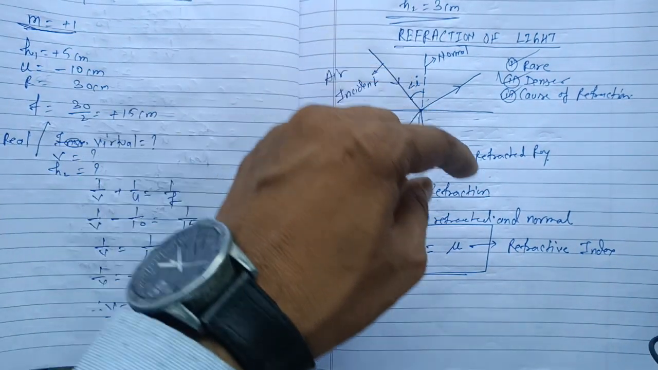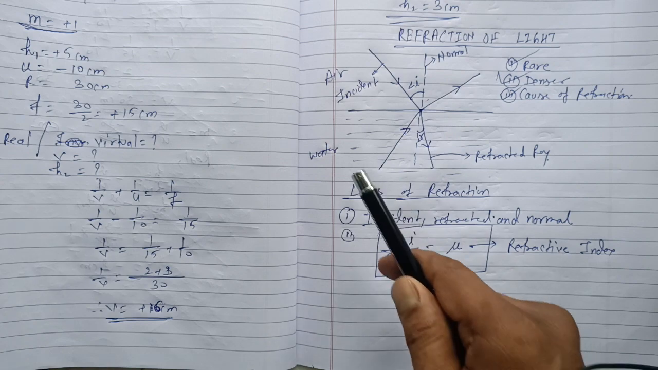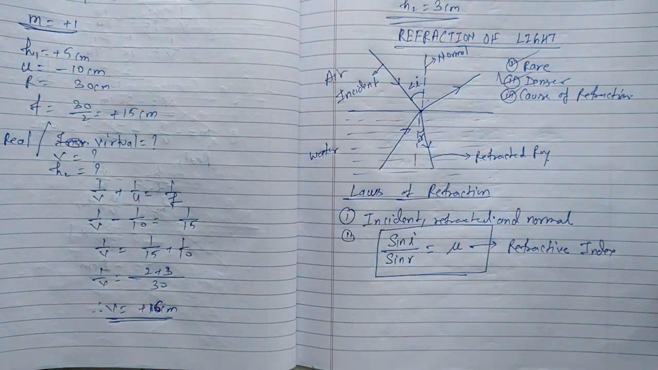So when the light is coming from air to water, we are finding the refractive index of water by doing sin i by sin r. But if light is going from water to air, we are finding the refractive index of air by doing sin i by sin r. So this is the first thing: we find the refractive index of the medium in which the light is finally going, with respect to the first medium, relative to the previous medium. This must be kept in mind.